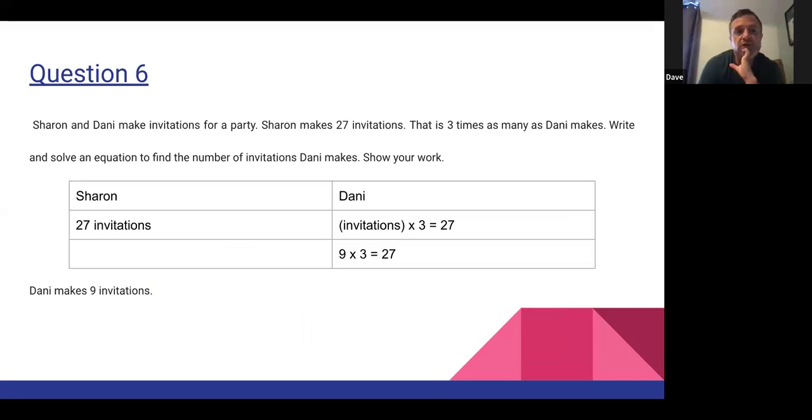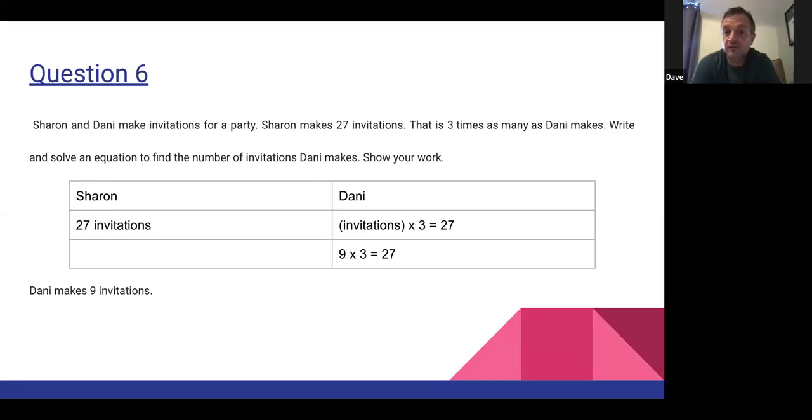All right. Sharon and Danny make invitations for a party. Sharon makes 27 invitations. That is 3 times as many as Danny makes. Write and solve an equation to find the number of invitations Danny makes. Show your work. So Sharon, she makes 27 invitations. I know that. They told me that. Now they tell me that is 3 times as many as Danny makes. So whatever Danny makes, his invitations, times 3 equals Sharon. So the invitations times 3 equals 27.